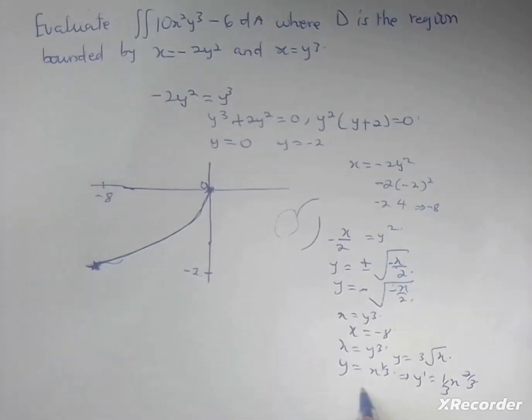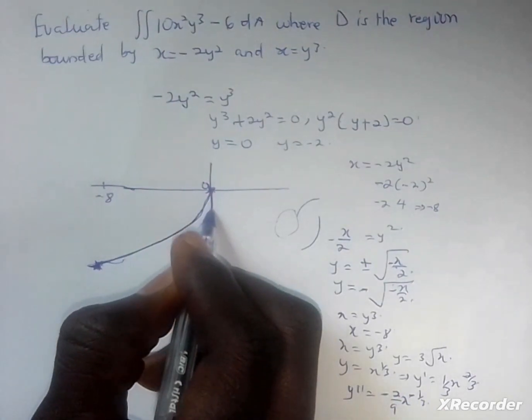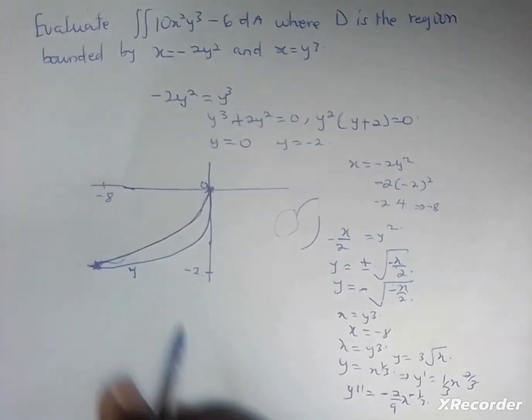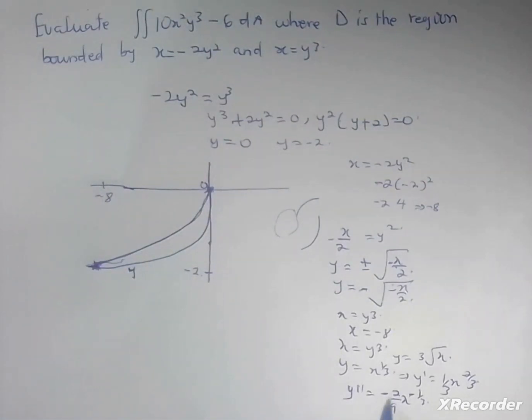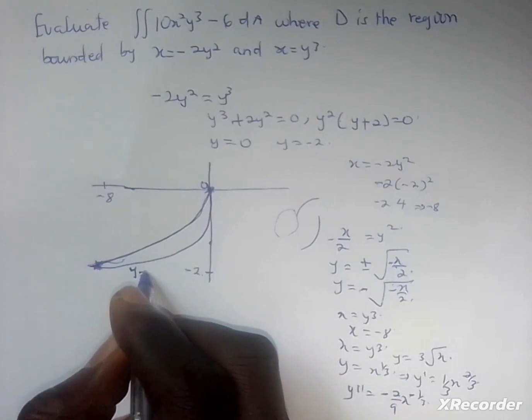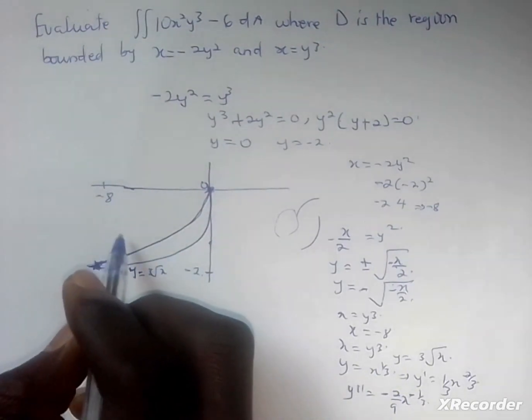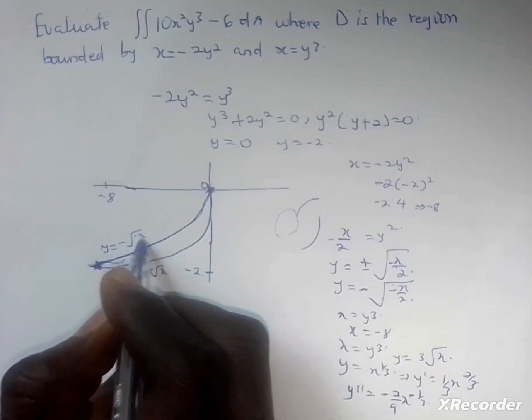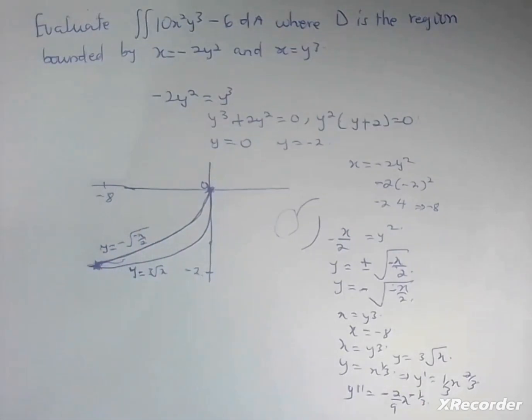Then the next thing to do is y double prime, which is going to give us negative 2 over 9 s to the power, we subtract 1 again, so negative 1 on 3, meaning it's negative, and it's also going to curve inside like that, right? So meaning you're going to have y, so here is y equal to x, the third root of x. Then this other one is y equal to negative square root of negative x over 2, like that.